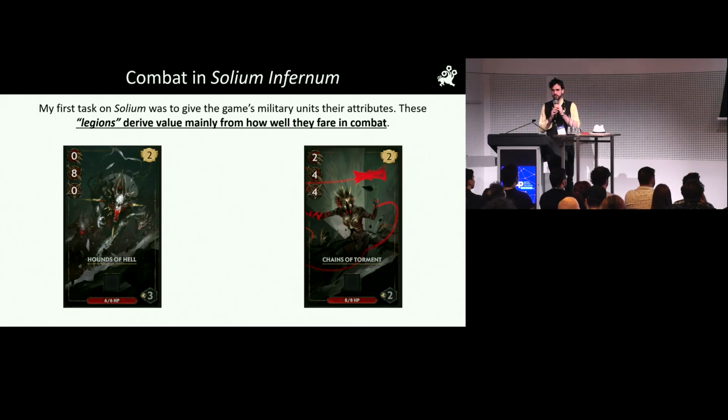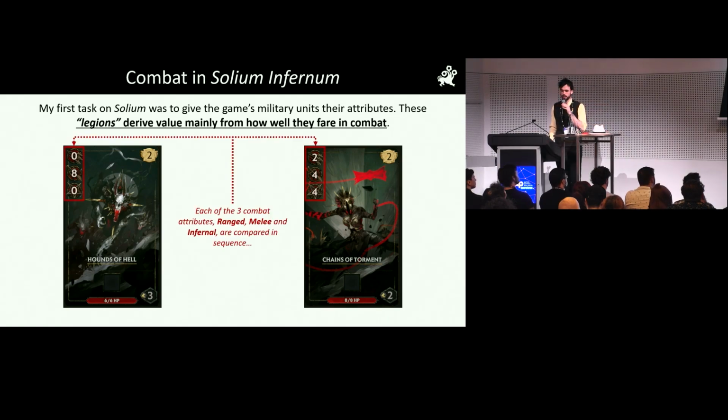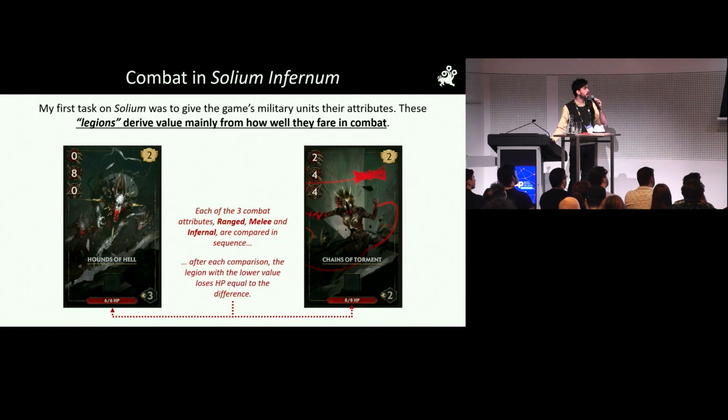And military units derive their value mostly from how well they do in a fight. So how do fights work in Solium Infernum? Well, essentially we have these 3 combat attributes from top to bottom, that is ranged, melee, and infernal. They are compared in sequence. After each comparison, the loser, so the one with a lower value, loses hit points equal to the difference.